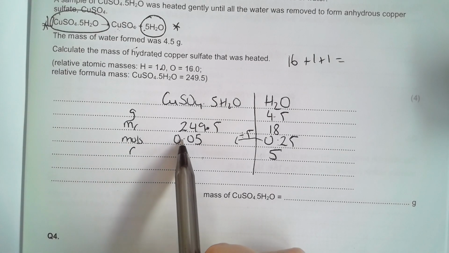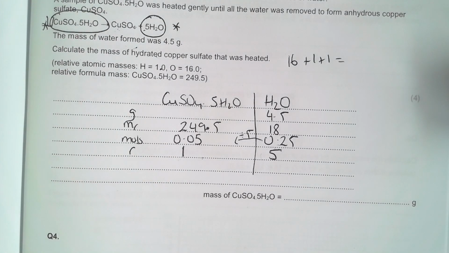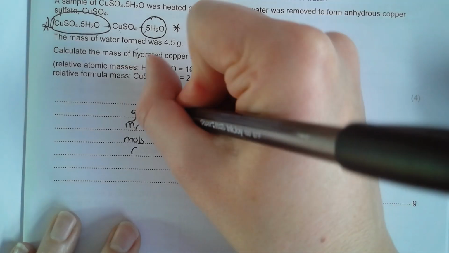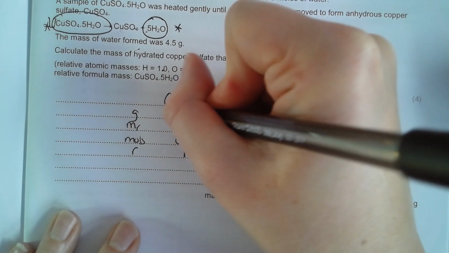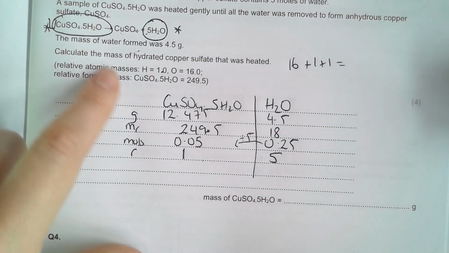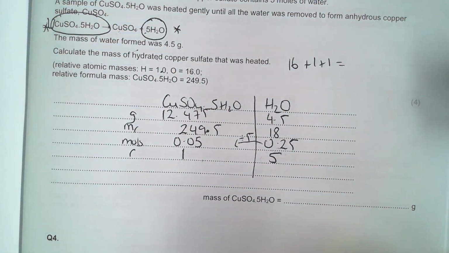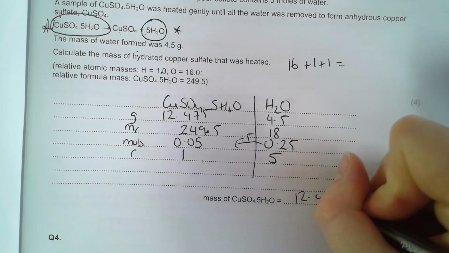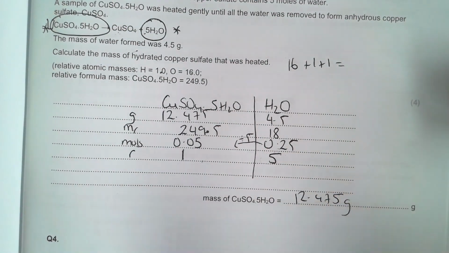And now that I have moles, I multiply it by Mr, 249.5 multiplied by 0.05, and I end up with an answer of 12.475. Now, am I asked for a certain number of decimal places? I'm not. So 12.475 is going to be correct.